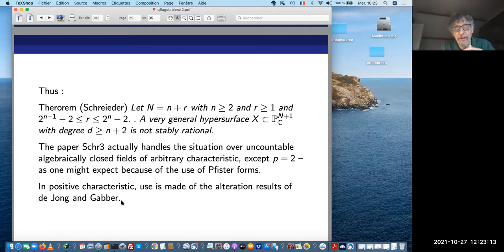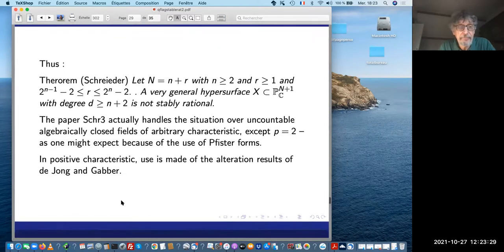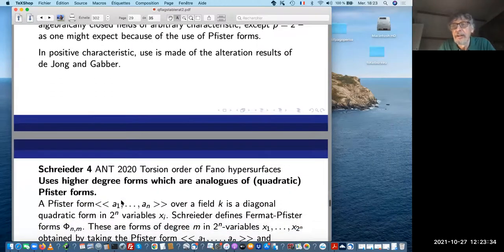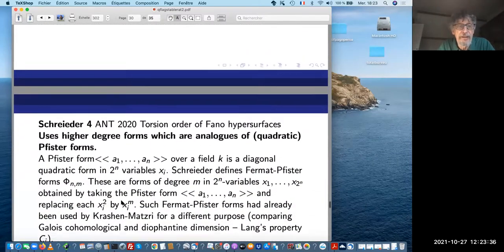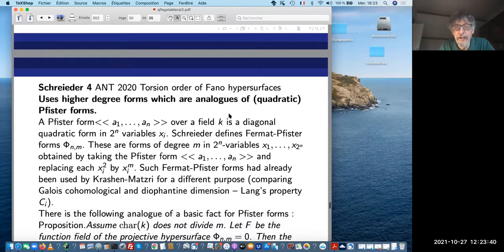So you cannot just use the fact that the cohomology of something rational is trivial, because the varieties that appear in the process are nicer, they become smooth, but they become very complicated. Typically, it could be of general type. So you have to use some other argument at that point, but he manages. Okay, so that's so much for the third paper. And now I have a few minutes to tell you about paper four, which is entitled Torsion Order of Fano Hypersurfaces.